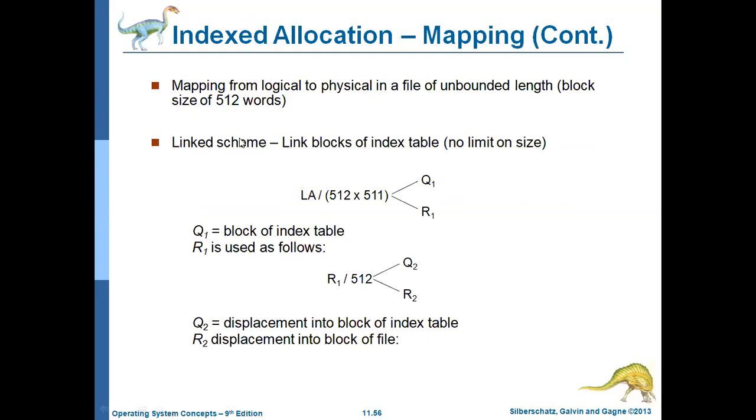With indexed allocation mapping, you can come across mapping from logical to physical in a file of unbounded length, where I have more than 512 bytes. A linked scheme works here, with no limit on the particular size. It says Q1 R1, Q2 R2, with 512 by 512, where I have a huge flow of it. Q1 is the block of the index table, and R1 is used as follows. Again, R1 refers to Q2 and R2. Q2 is the displacement into a block of the index table, whereas R2 is the displacement into a block of the file.